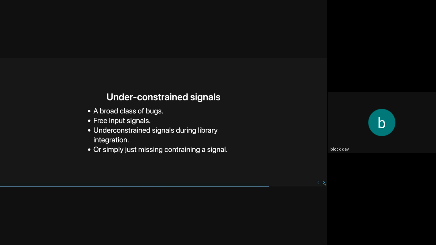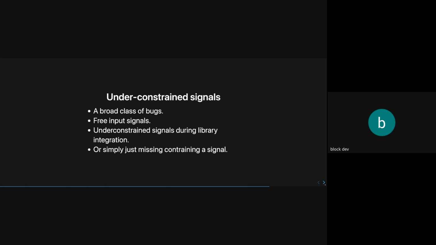Then another example is unconstrained signals in a library, or just plainly missing a constraint, where a developer might forget to constrain a signal. So these are all examples of under-constrained signals. And again, it's the most common class of bugs.